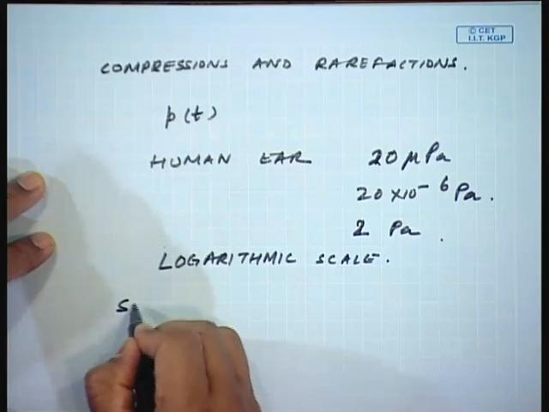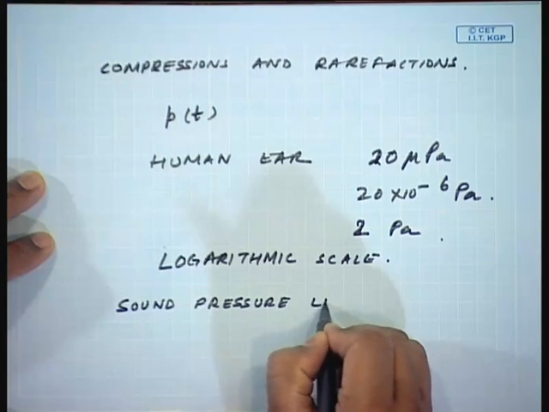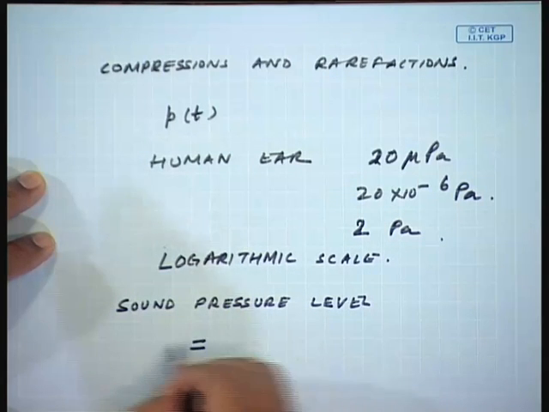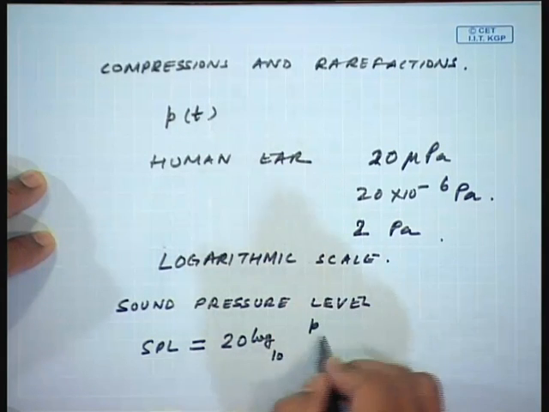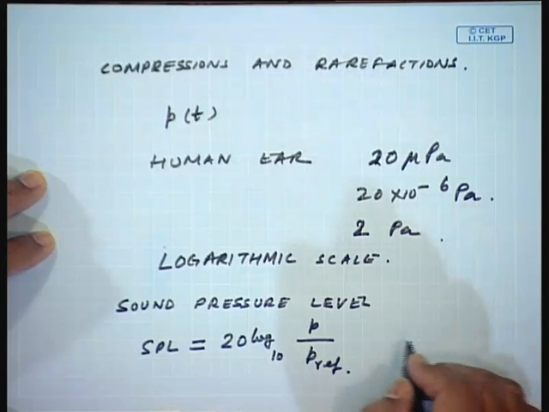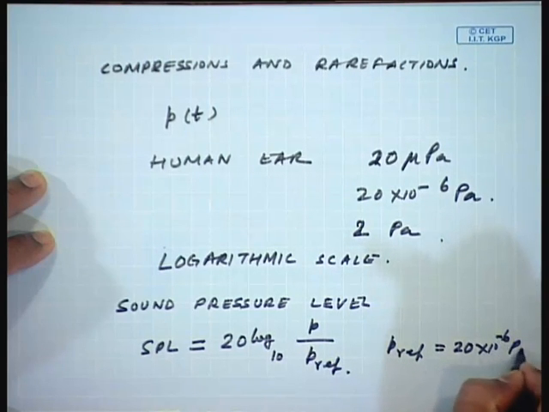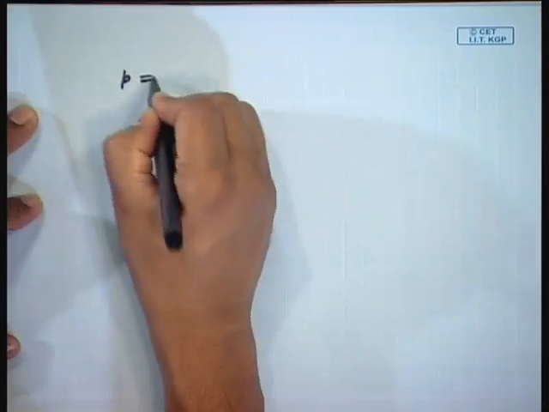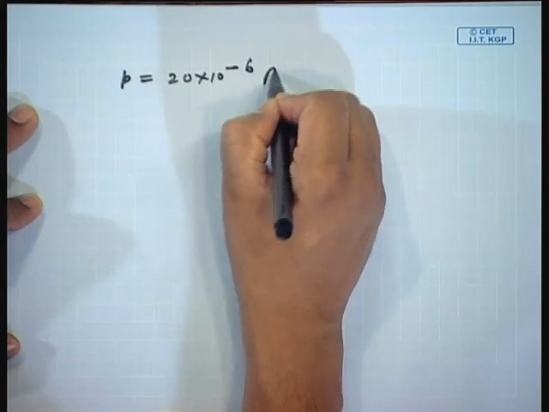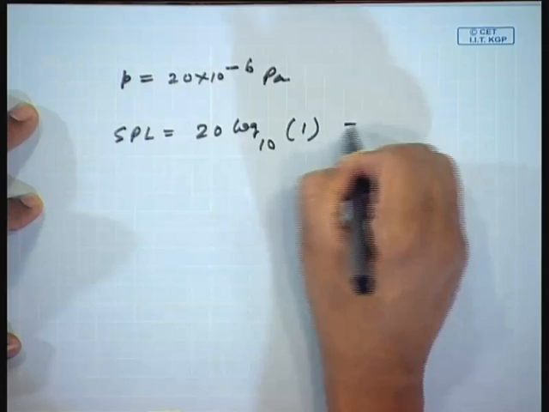wherein we define something known as sound pressure level, SPL, as 20 log to the base 10 of p by p reference, where p reference in air is 20 × 10^-6 pascal. In water, it has a different value. So, when p is equal to 20 × 10^-6 pascals, SPL would be 20 log 10 of 1, that will be 0 decibels.